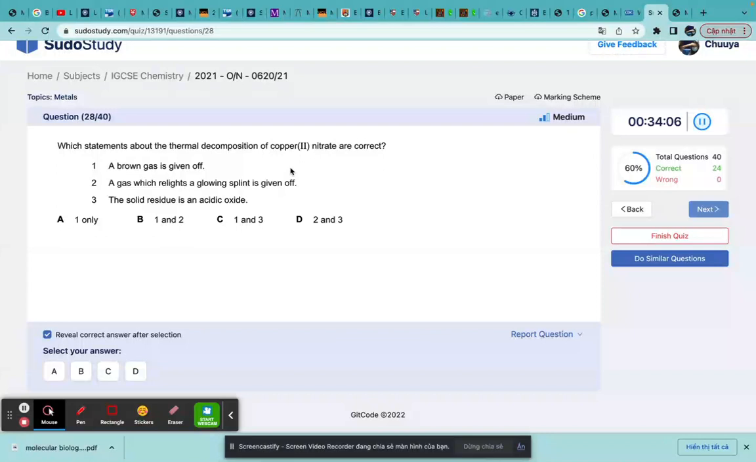Okay, a gas is being given off. A relight of a glowing splint is given off. 2 and 3, I believe. Oh no. Okay. So a brown gas is given off. The brown gas in here is nitrogen dioxide, and the glowing splint test is for oxygen.